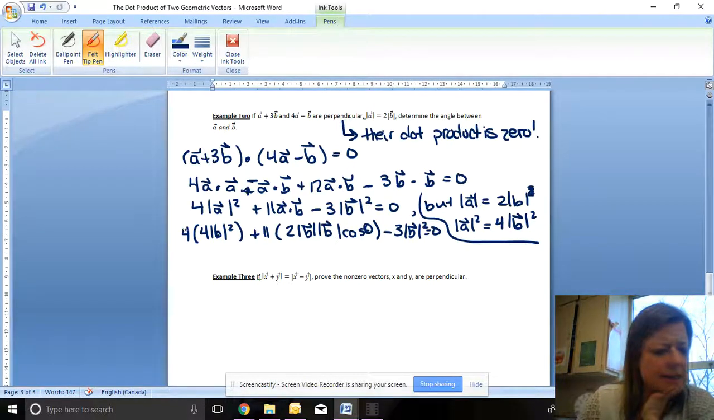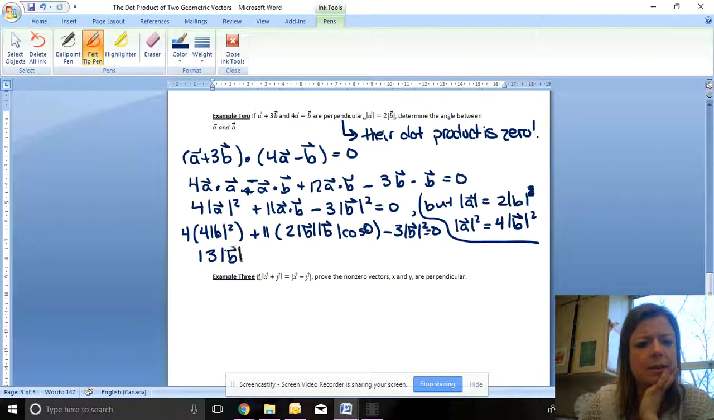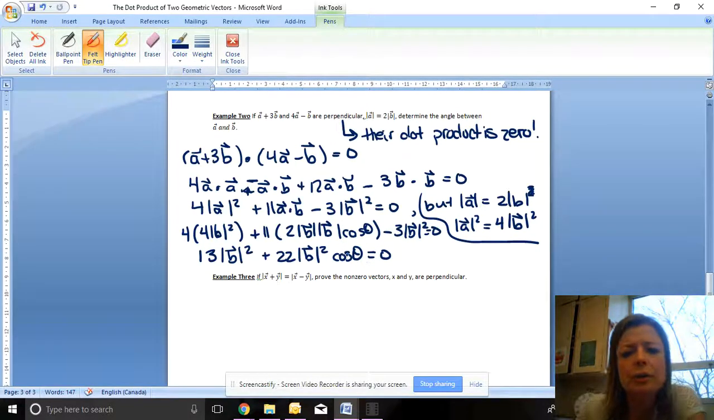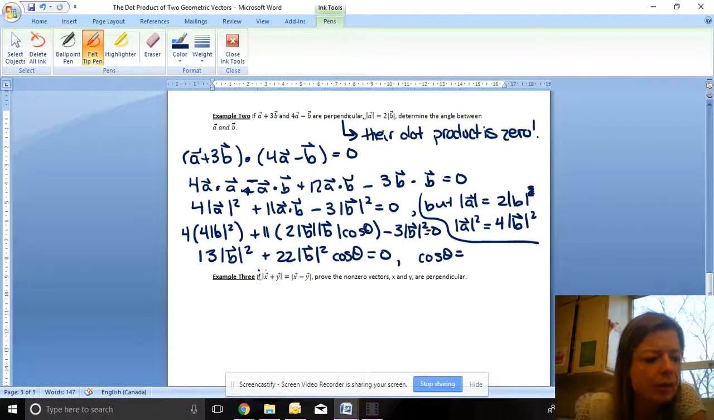So this gives us 16 magnitude of B squared minus 3, so you get 13 magnitude of B squared plus, and then 11 times 2 is 22 magnitude of B squared cos theta equals 0. Then you can rearrange and isolate for cos theta. Sorry, I'm running out of room. You get cos theta equals, so I move the minus 13.